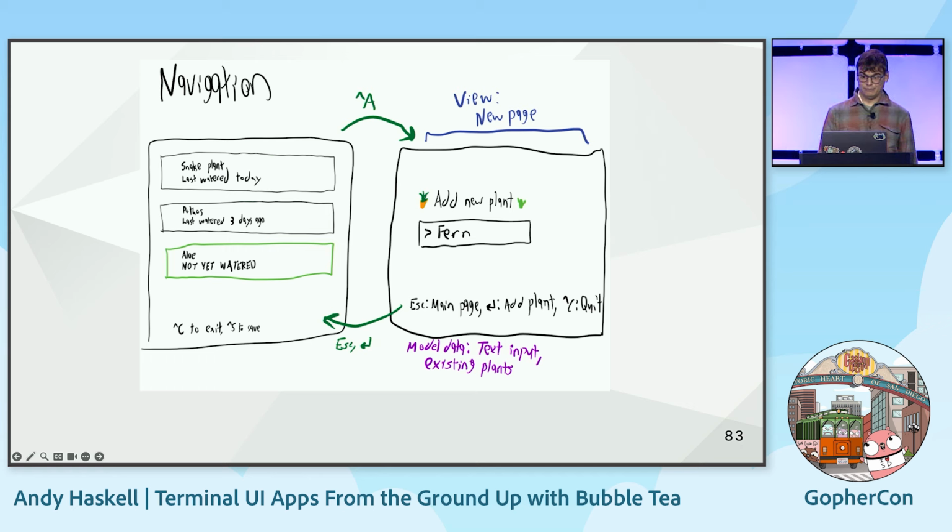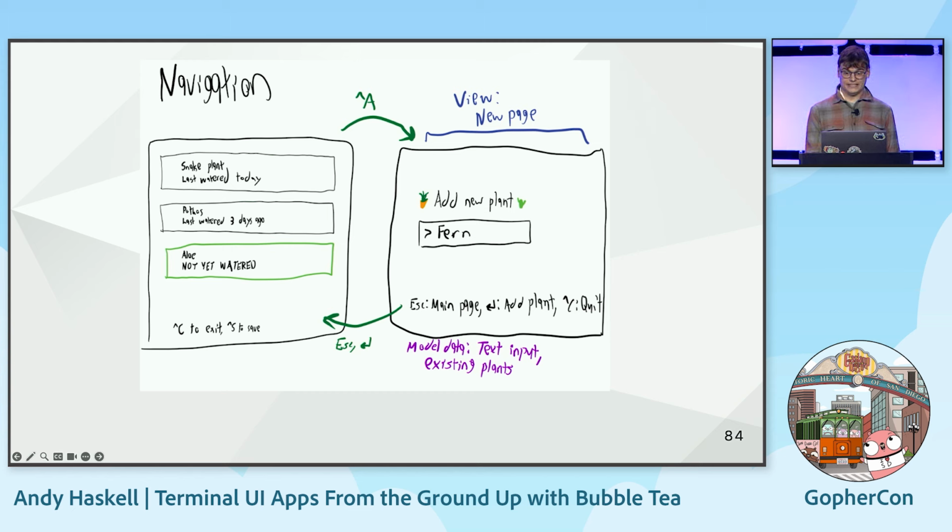And so now when we're in the plant list page, you can press Control A for add to go to the new plant input page. When we're in the new plant input page, you can go back to the list page by pressing Escape or pressing Enter to add the plant to the list.